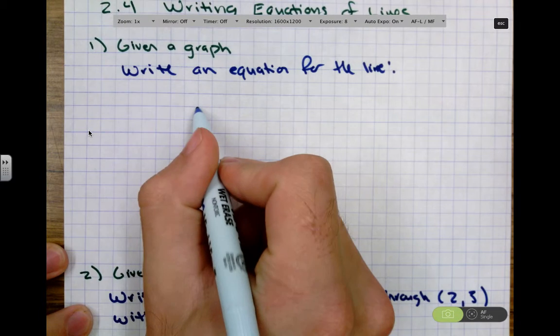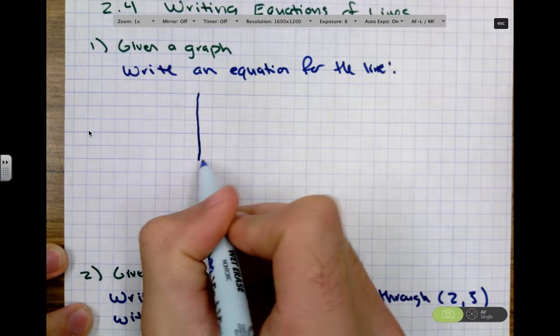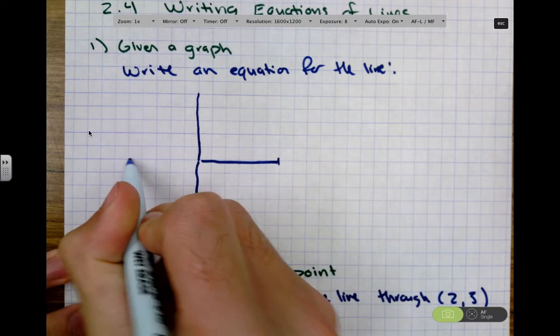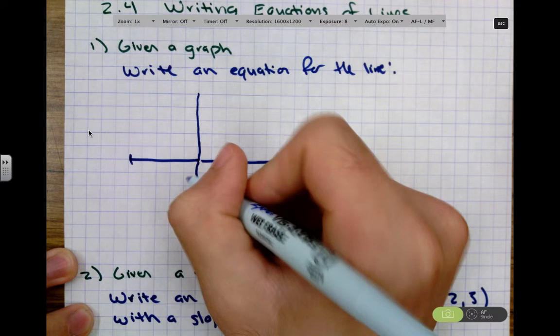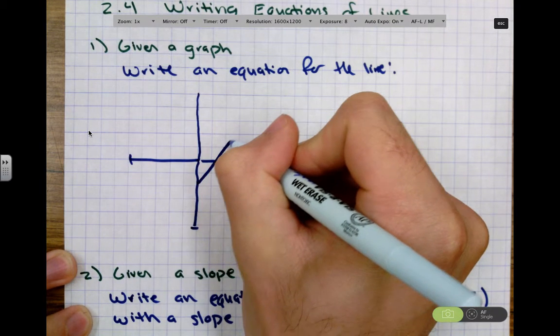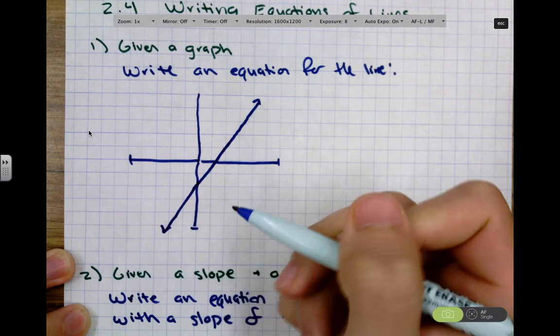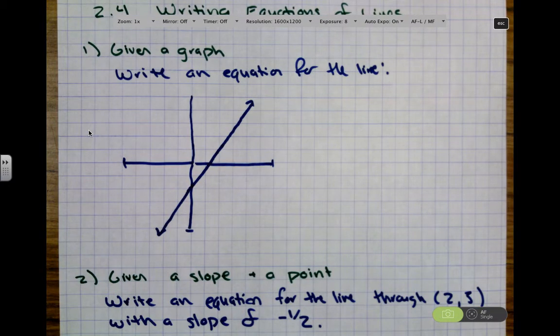So our first piece of information is to write an equation for a given line. In this kind of problem, we're always going to have some line in the form of a graph, and that's all you're going to be given. So we have to find the slope, and we have to find some point. In this case, we can find the y-intercept.